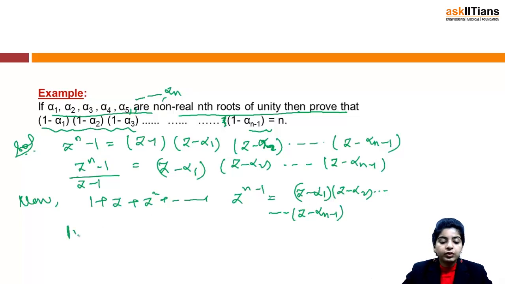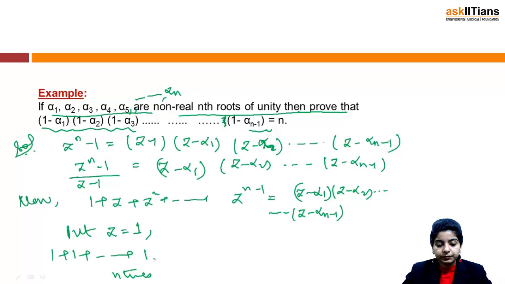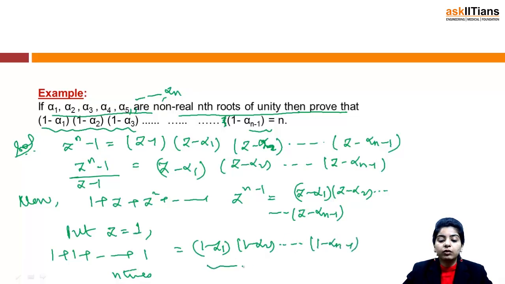Now what I do is I just put z equal to 1. So what does it give me? 1 plus 1 and so on, 1 n times, is equal to (1 minus alpha 1)(1 minus alpha 2) and so on (1 minus alpha n minus 1), and we were required to find out the value of this term only. Adding 1 n times, it becomes n, which is equal to this term, and so the answer is n. We had to prove this, in fact.